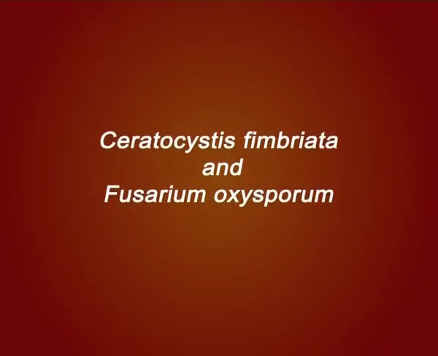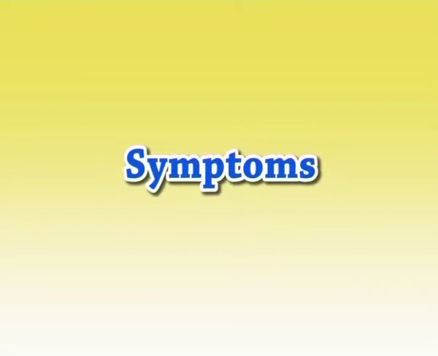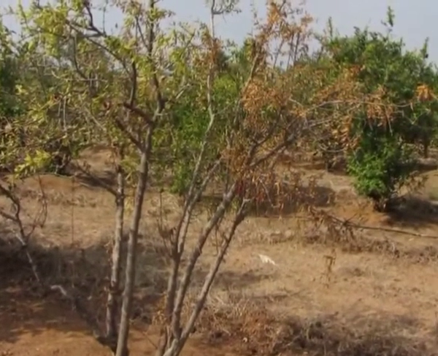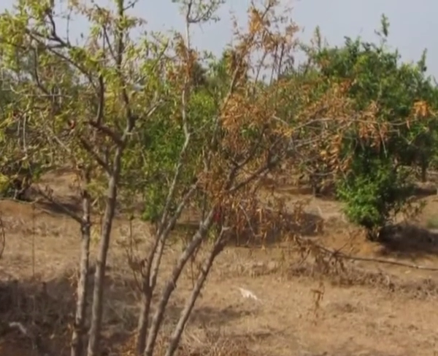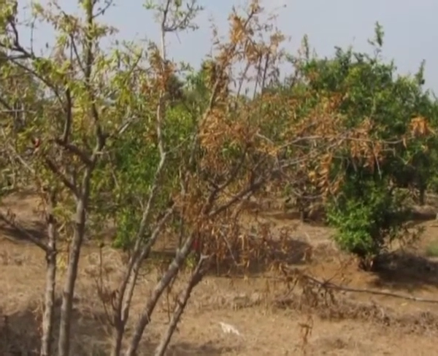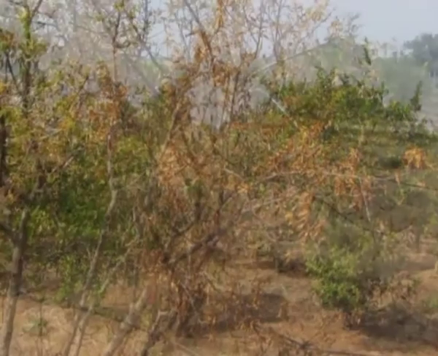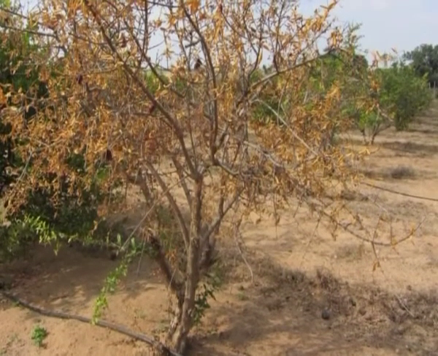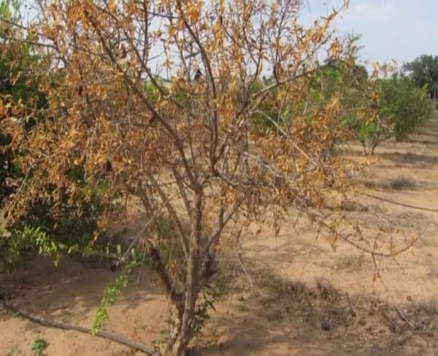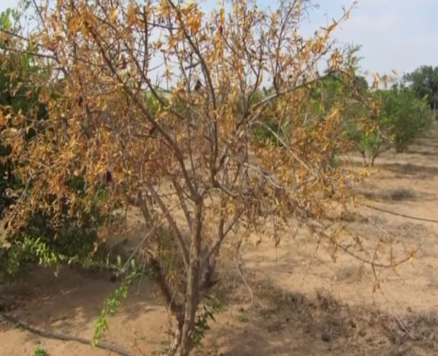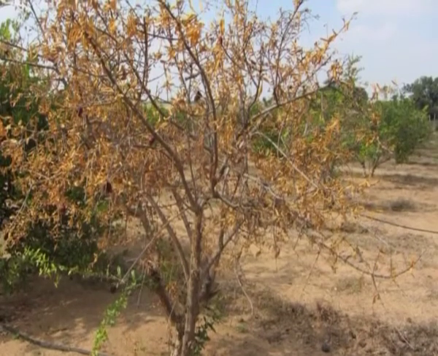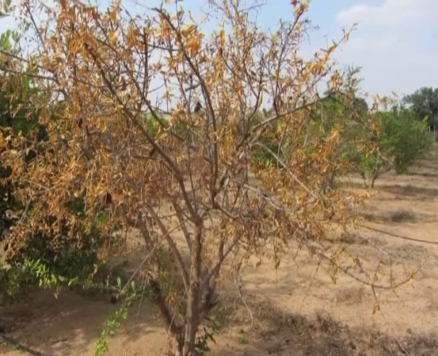Next important disease, wilt of pomegranate. It is caused by Ceratocystis fimbriata and Fusarium oxysporum. Let's see how the symptoms look. Affected plants show yellowing of leaves in some twigs or branches, followed by drooping and drying of leaves. The entire tree dies in a few months or a year. When an affected tree is cut open lengthwise or in cross section, dark grayish brown discoloration of wood is seen.